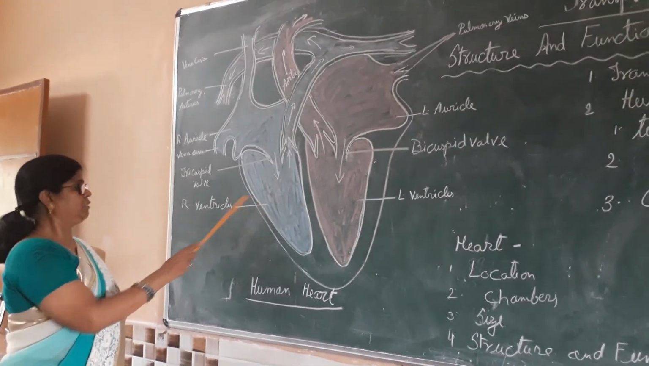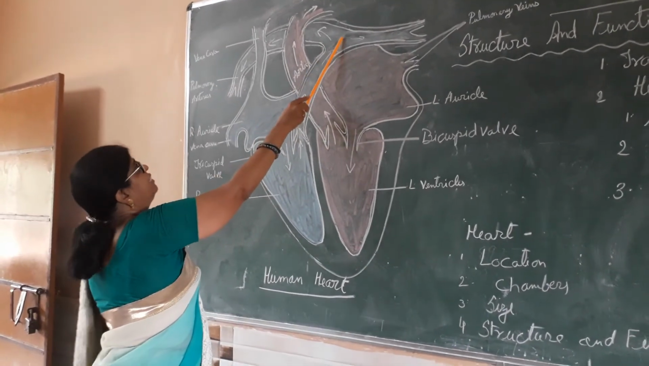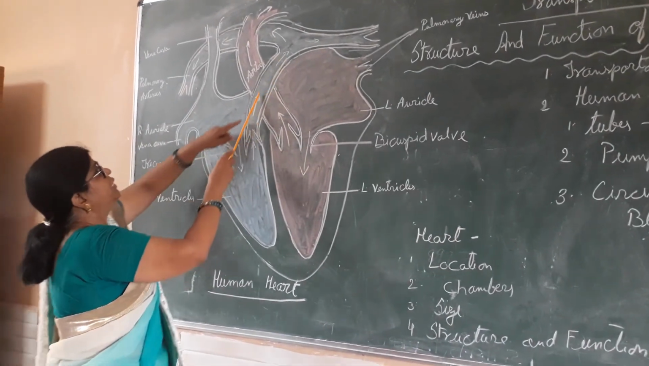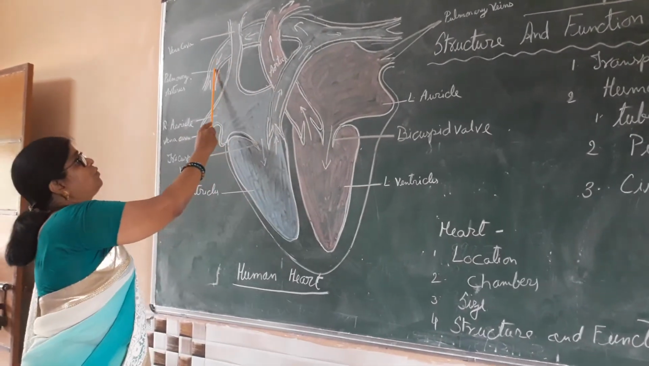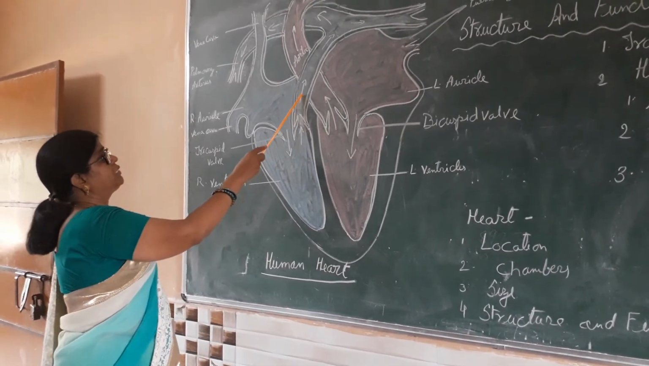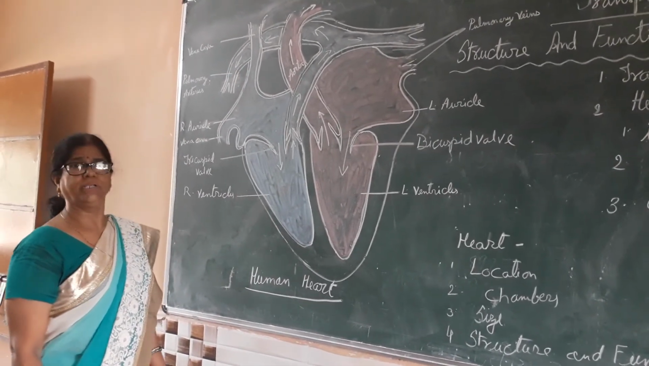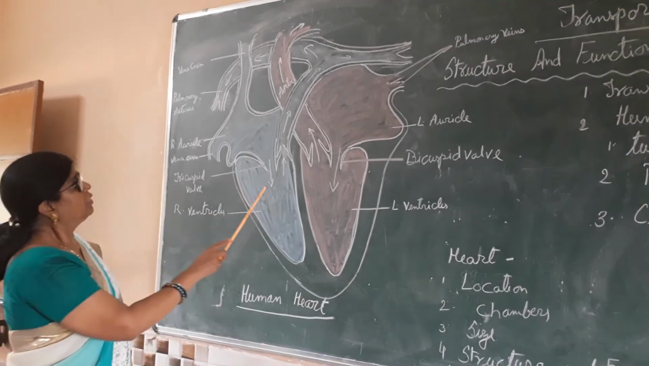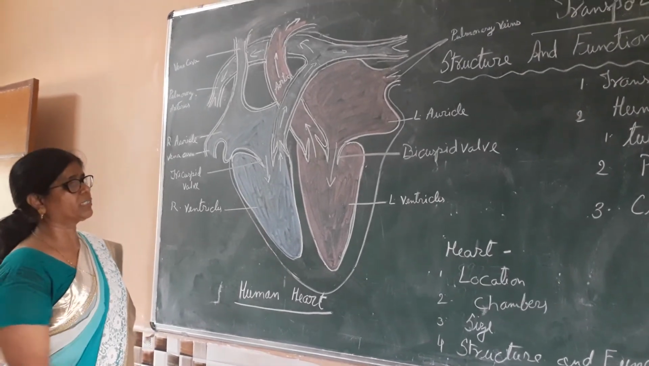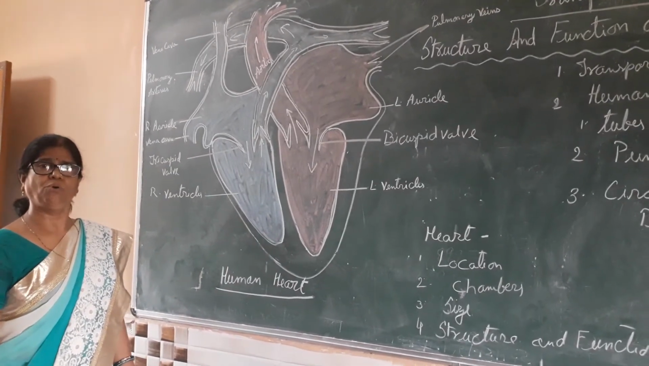Now the deoxygenated blood from the right ventricle gets pushed into the pulmonary artery. This is called the pulmonary artery. You can see that the pulmonary artery is divided into two branches. Each branch of the pulmonary artery enters one of the two lungs. The deoxygenated blood now enters the lungs, where it gets transformed into oxygenated blood. In this way, the heart pumps the oxygenated and deoxygenated blood by contraction of the ventricles.